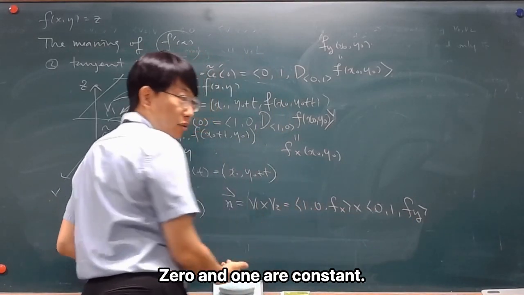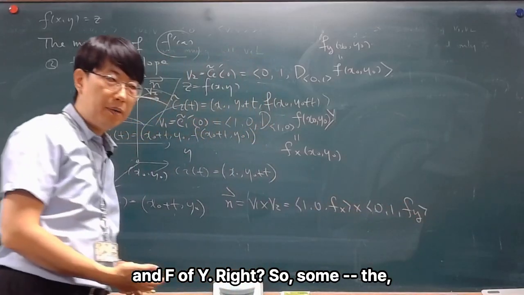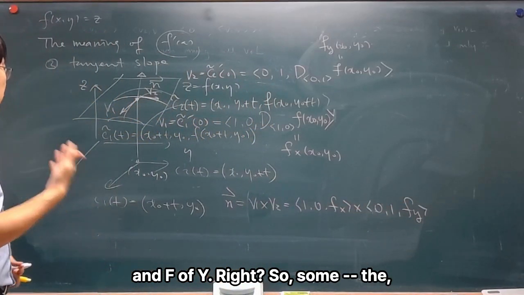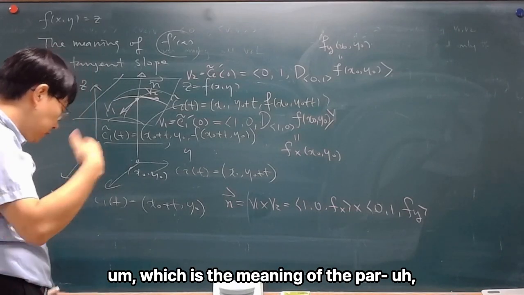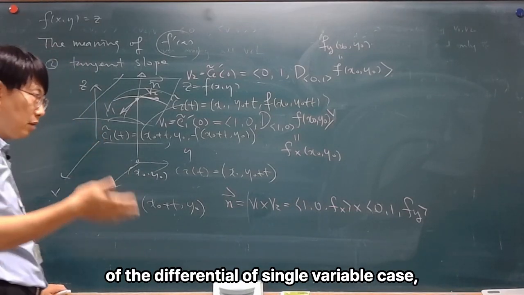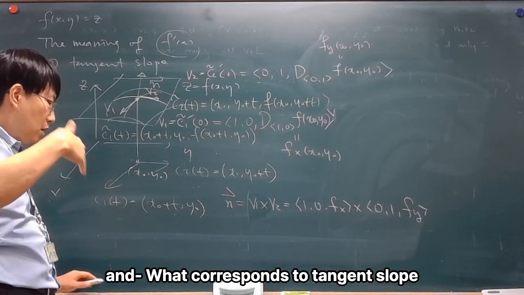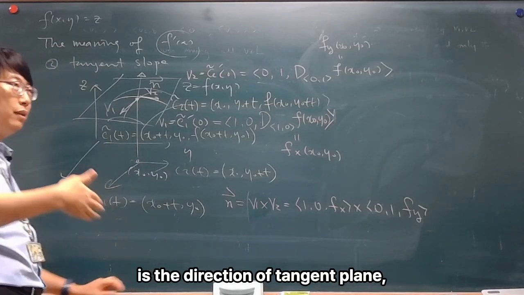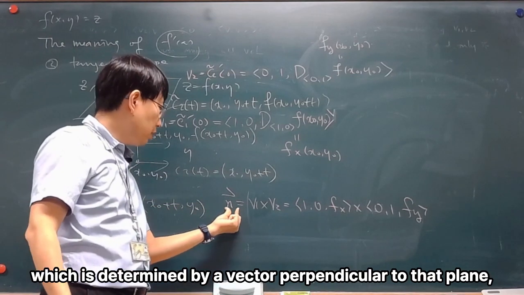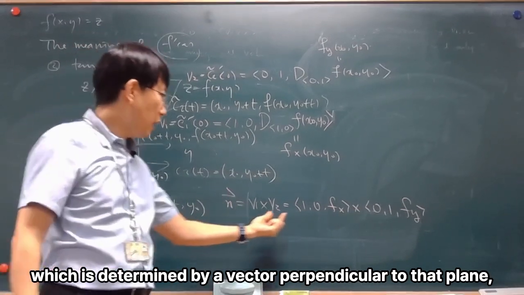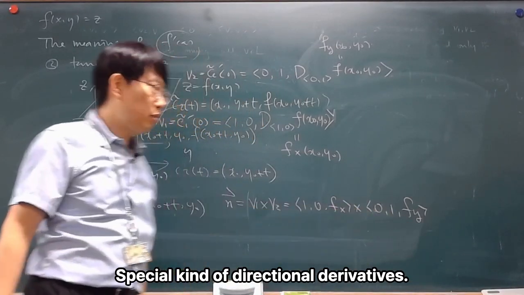And look at what determines the coordinates. 0 and 1 are constants. It depends only on f of x and f of y, right? So the tangent slope, which is the meaning of the differential in the single variable case, naturally generalizes to the tangent plane, and what corresponds to the tangent slope is the direction of the tangent plane, which is determined by a vector perpendicular to that plane, and is determined by the partial derivatives, right? Special kinds of directional derivatives.